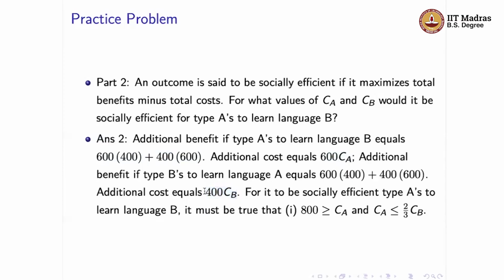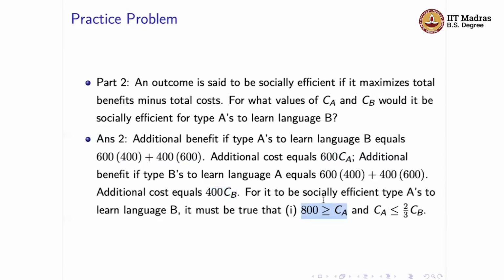Okay, now for it to be socially efficient for type A's to learn language B, two things must hold true. One is that the benefit of doing so must be greater than the cost, right? So that means that 600 multiplied by 400 plus 400 multiplied by 600, this term here, has to be more than 600 times CA, which is the cost of learning. So if you divide throughout by CA, you end up getting one condition, which is that 800 has to be more than CA. That's one condition.